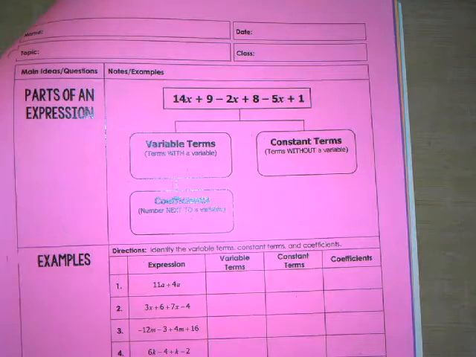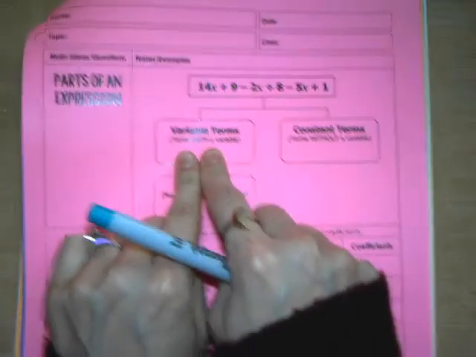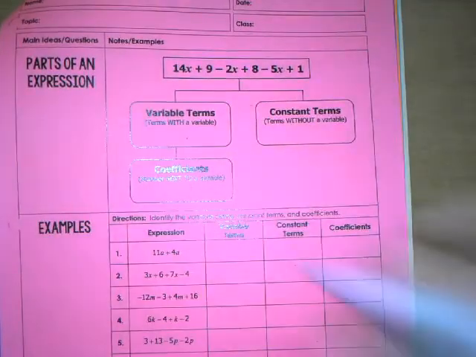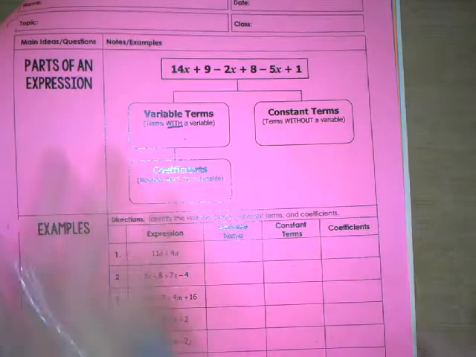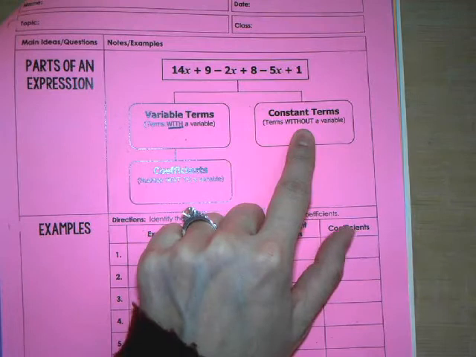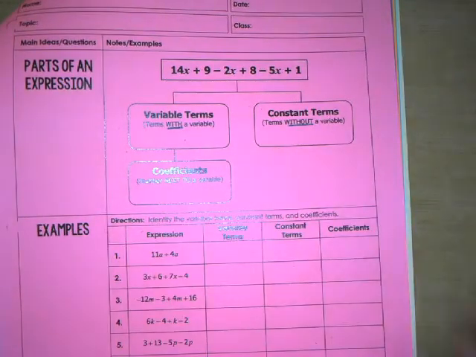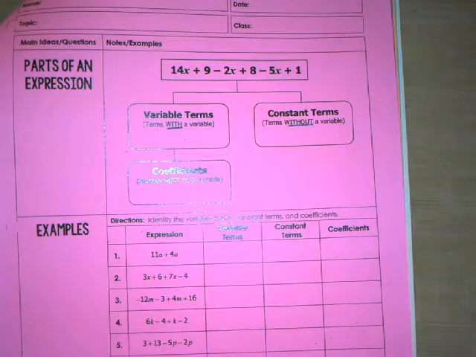Rephrase that. There are different parts of an expression. We can have variable terms and we can have constant terms. What should it say a variable term is? So variable terms are terms with a variable, and constant terms are terms without a variable. So if we look at that example above, what are my variable terms? What are they, everyone?